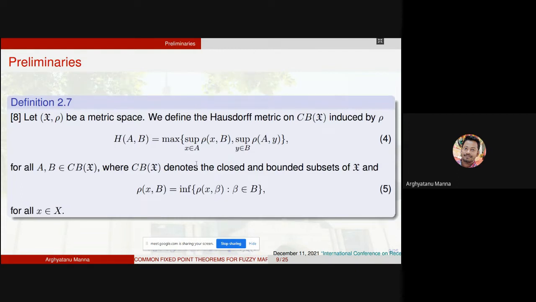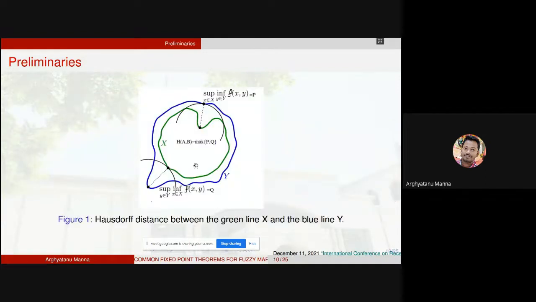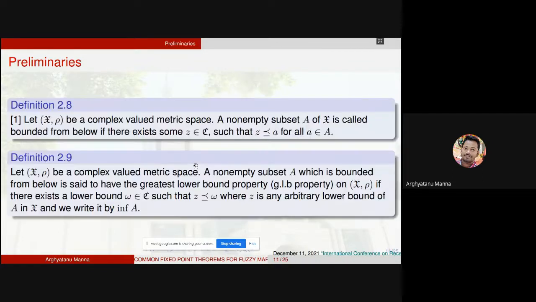Let X be a metric space. We define a Hausdorff metric on CB(X) induced by ρ: H(A, B) equals the maximum of sup ρ(x, B) and sup ρ(A, y), y belonging to B, for all A, B belonging to CB(X), where CB(X) denotes the closed and bounded subsets of X, and ρ(x, B) equals the infimum of ρ(x, β), β belonging to B, for all x belonging to X. And this is an example of the Hausdorff distance. We calculate the Hausdorff distance between the green line X and the blue line Y.